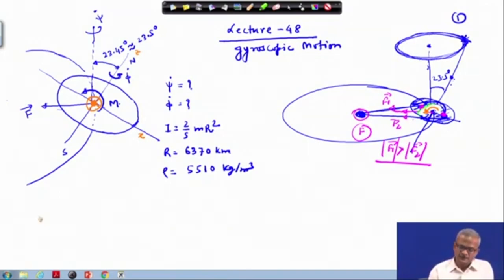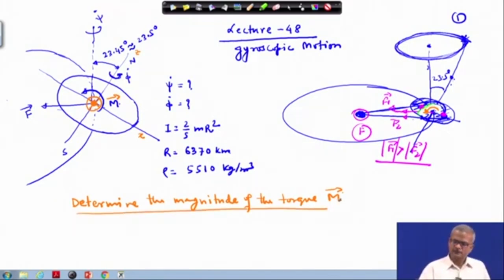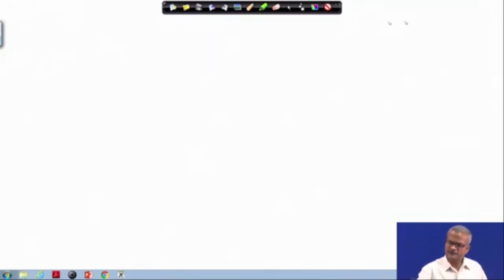Now, we can solve this problem. So, what is the question here? The question is to determine the magnitude of the torque M. So, we have to determine this torque which is along the y axis, which is very obvious in this case. To work out this problem, we go back to the earlier lecture, and from there we can look into the corresponding equation we have derived.